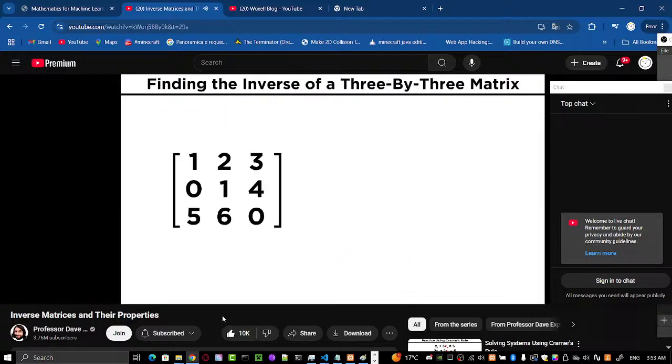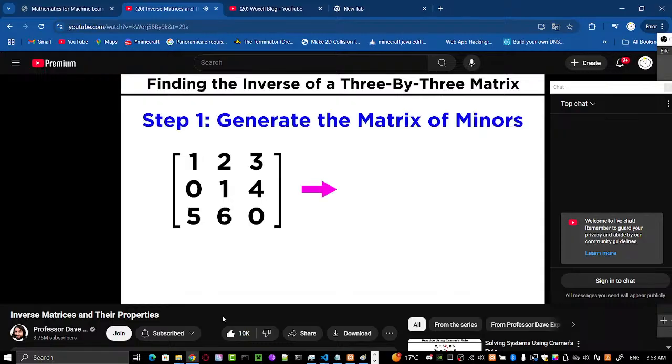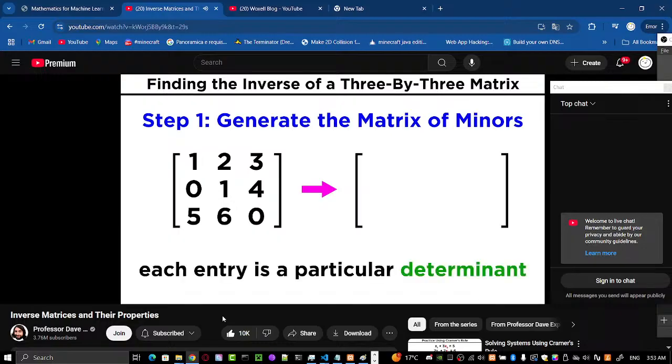Lastly, you may be wondering how we can find the inverse of any matrix other than a 2 by 2 matrix. Let's look at a 3 by 3 matrix and see how this would work. To find the inverse of this, we will first find something called the matrix of minors. This will be a new 3 by 3 matrix, and each entry will be a particular determinant.